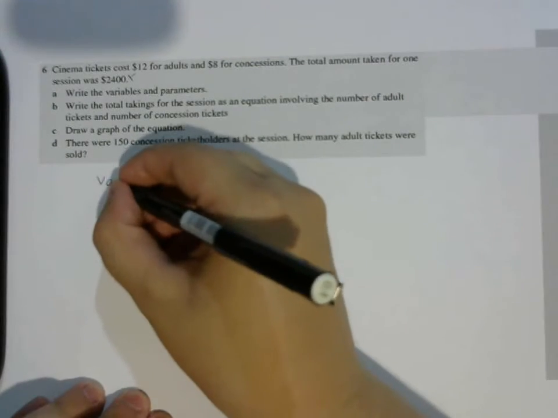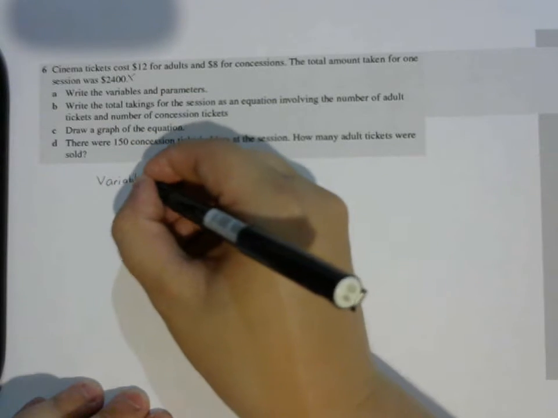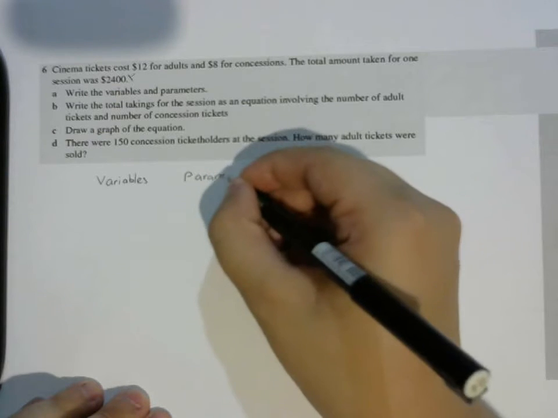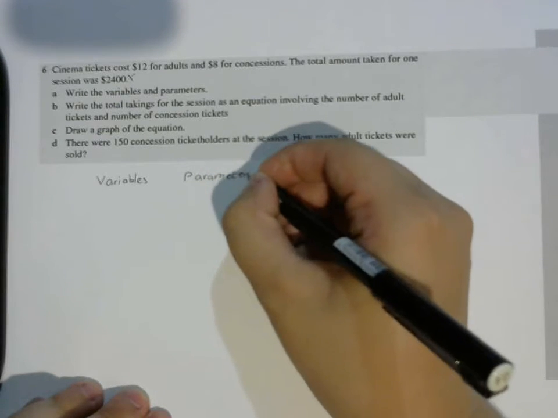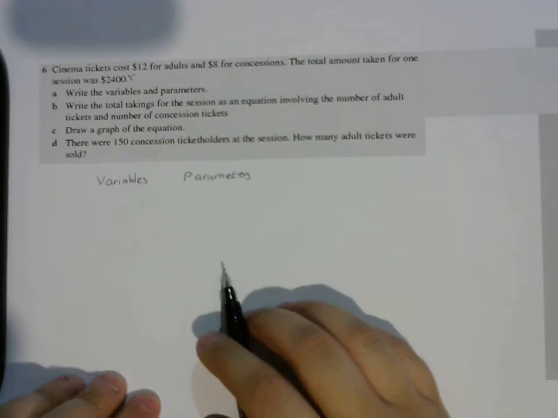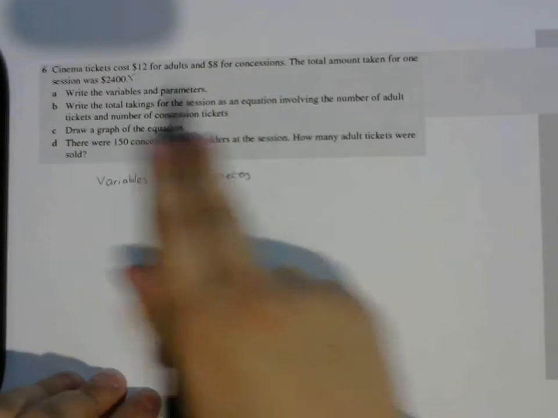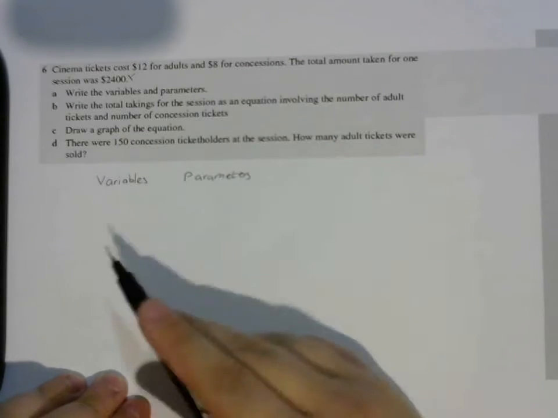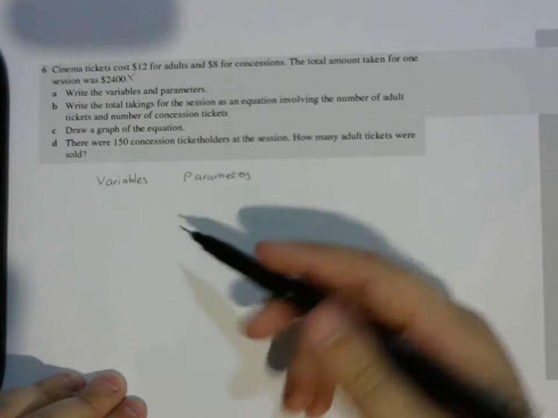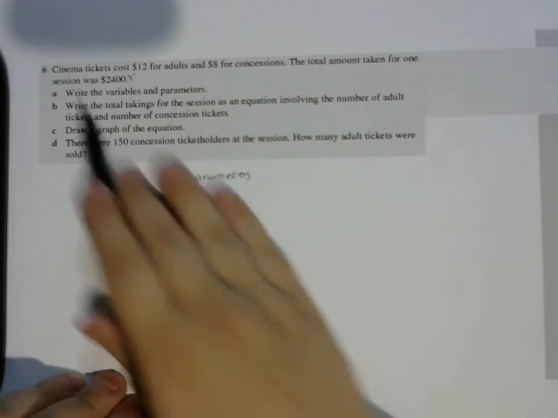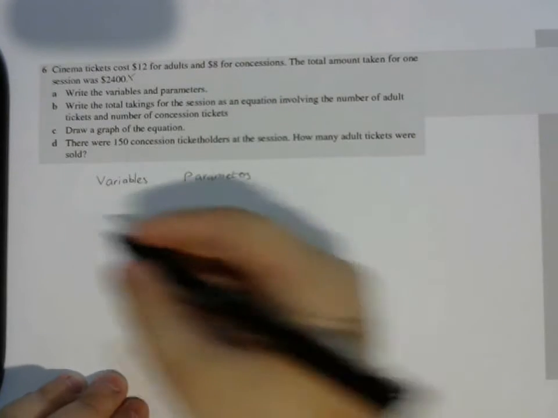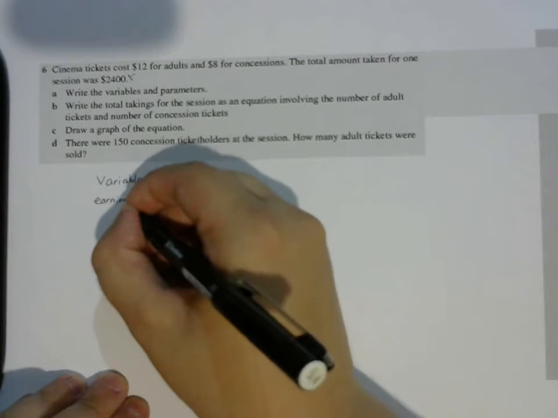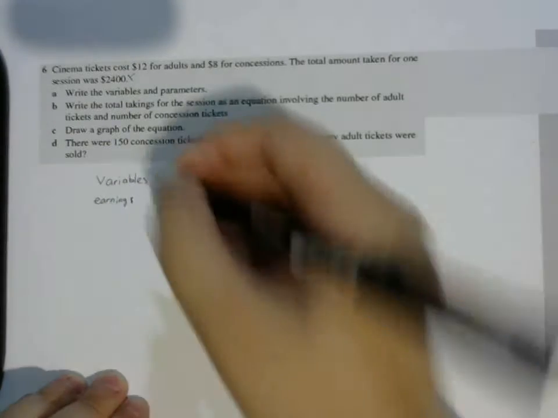So I'm going to list my variables, and I'm going to list my parameters. And I'll start with my variables. So, looking at this question, we've got money, money, money. They're all some sort of money value. So one of my variables obviously is going to be a money. And we're talking about the cinema earning money. So this will be the earnings of the cinema. Should be one of our variables.